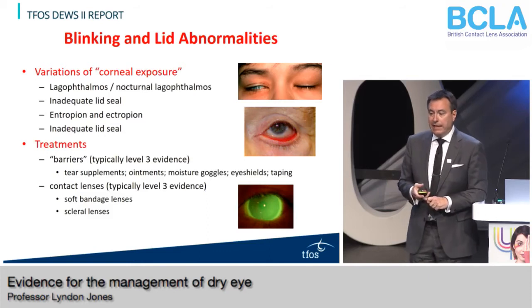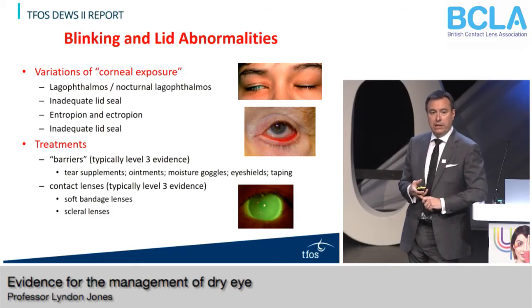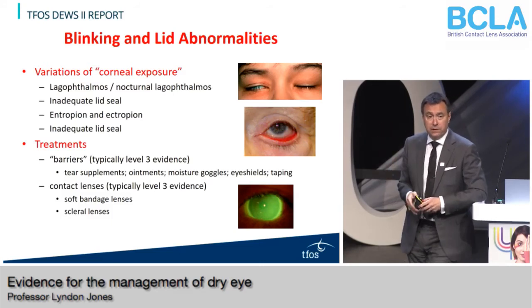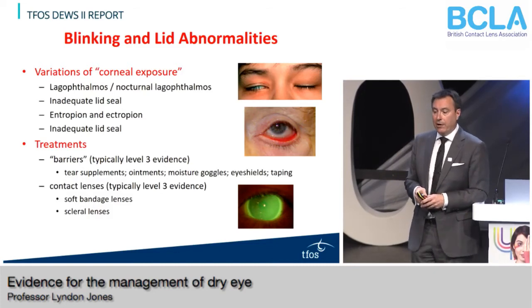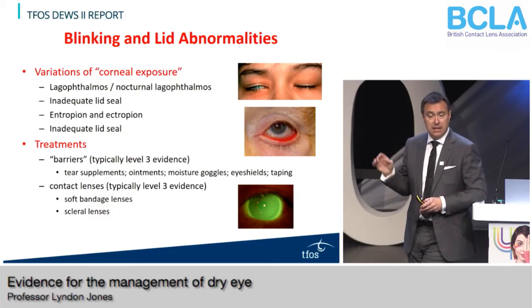When it comes to blinking and lid abnormalities, this covers a wide variety of often difficult to manage variations on corneal exposure. When it comes to treatments for corneal exposure, you're looking at essentially 2 different types of management. The first are barriers, so things like tear supplements, ointments, moisture goggles, and also contact lenses. There is growing evidence to show that soft bandage lenses, and in particular scleral lenses, can be very valuable in managing these very difficult to manage patients.